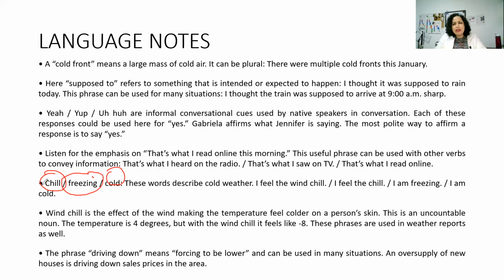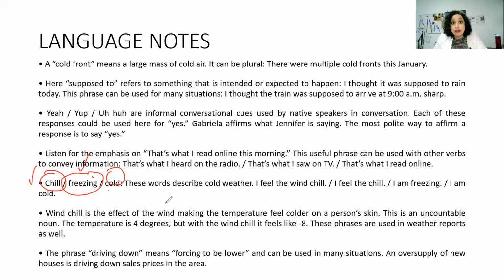Especially if you live in a very cold area where there's a lot of snow, you can say it's chilling or it's freezing. It's more common than to just say, oh, it's cold or it's so cold. Normally you won't say it's so cold outside. No, you will say it's freezing, it's chilling.